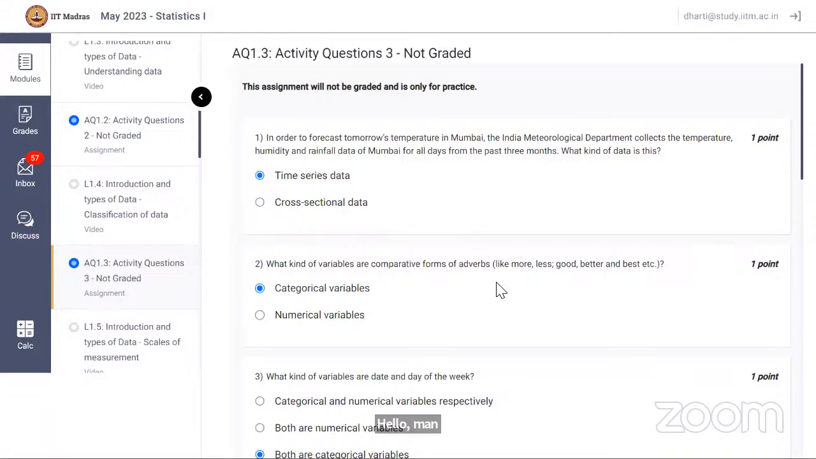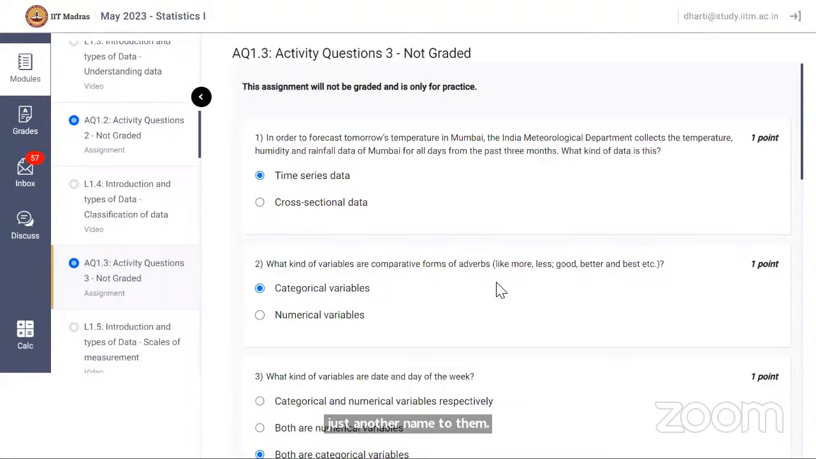Ma'am, what is categorical and qualitative? Categorical and qualitative are the same thing, just two different names. Categorical data or qualitative data, they are the same. Then numerical and quantitative, they are the same. It's just another name for them.